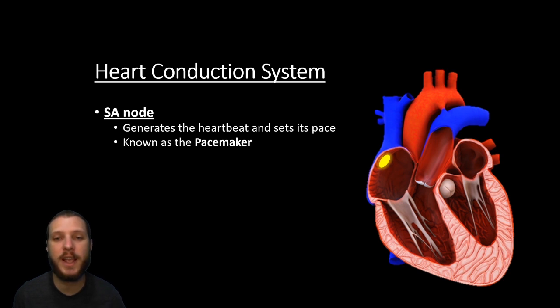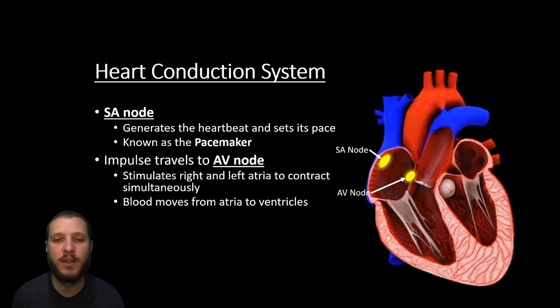And it's going to start in the SA node. So this is going to generate the heartbeat and sets its pace. So it's going to be known as the pacemaker of the heart. So you find this in the right atrium. And as that SA node beats, it's going to send an electrical signal. It's going to activate this AV node, known as the atrioventricular node. And this is going to stimulate the left and right atria to contract and send blood into those ventricles.